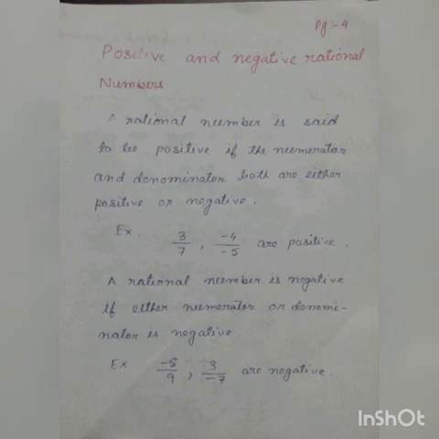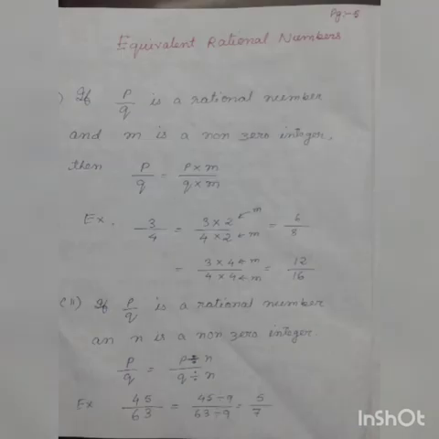A rational number is negative if either the numerator or the denominator is negative. If the numerator or denominator is negative, then the rational number is negative. Equivalent rational numbers. In your earlier class 7, you have studied about ratios. There you have got equivalent ratios. The same way here also we have equivalent rational numbers.